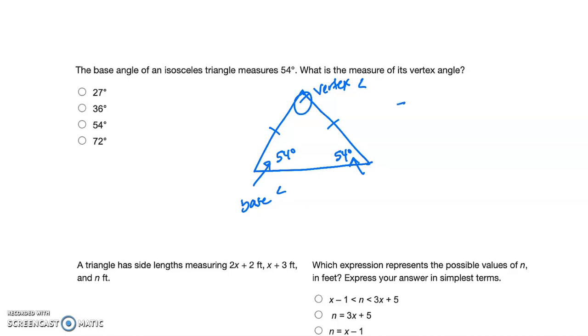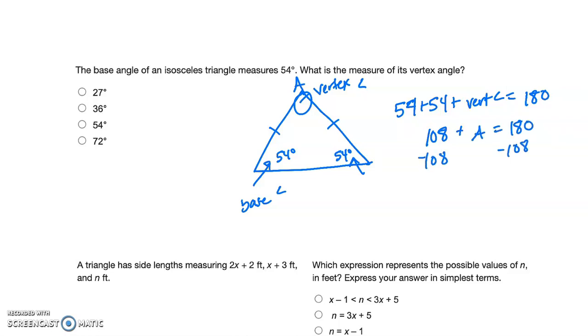Well, we know if we add all of them together, plus this vertex angle, they have to equal 180 degrees. So all I have to do is say this is 108, plus I'm going to call this angle A, equals 180. Subtract 108 from both sides, and so A is equal to 72 degrees, is my vertex angle.